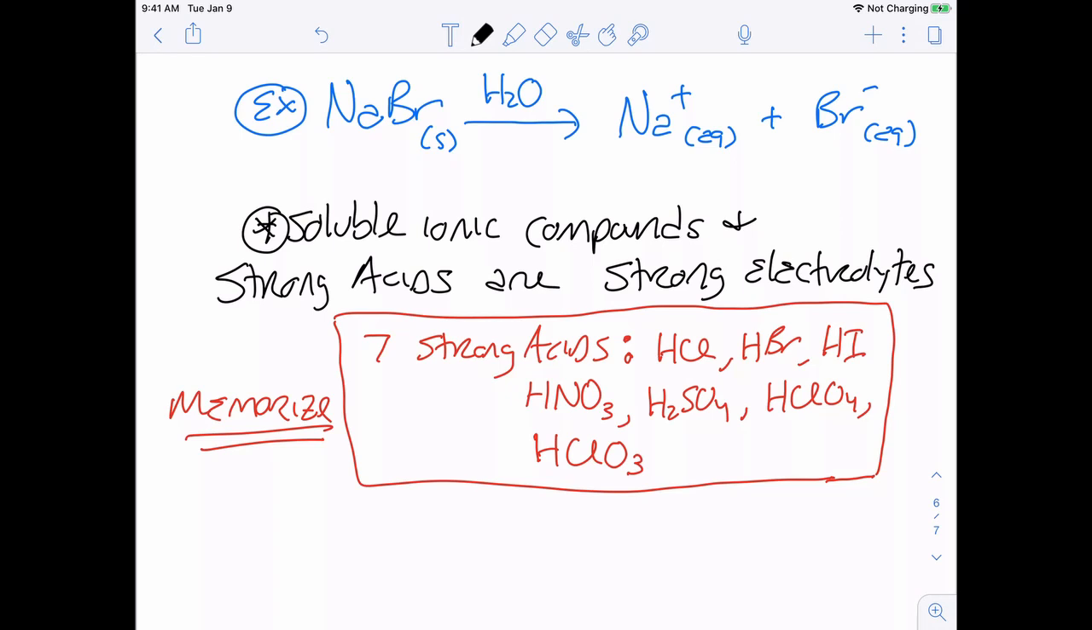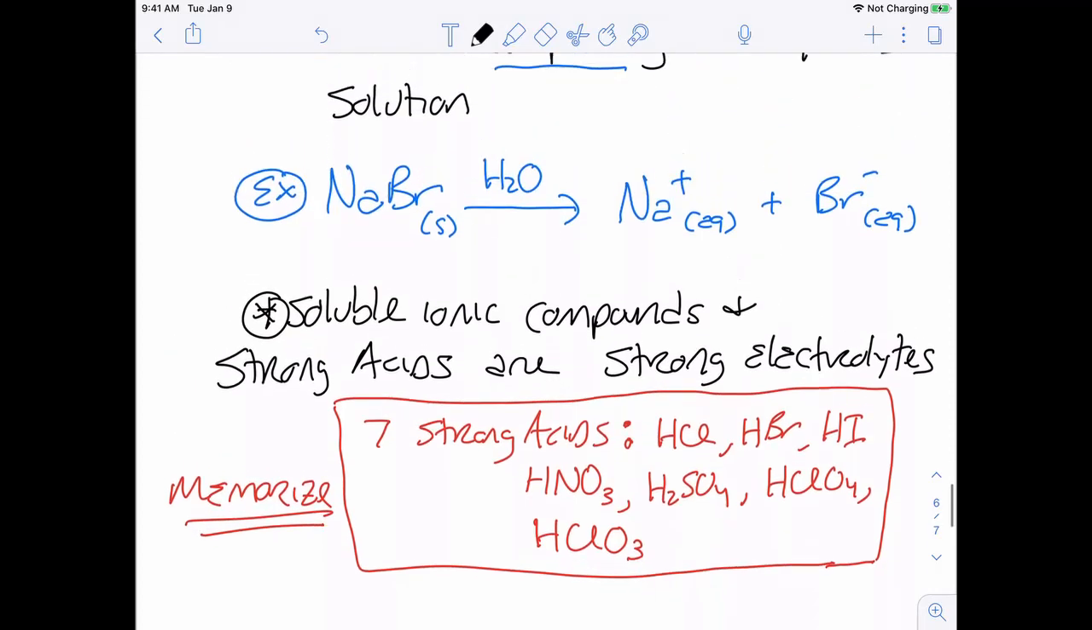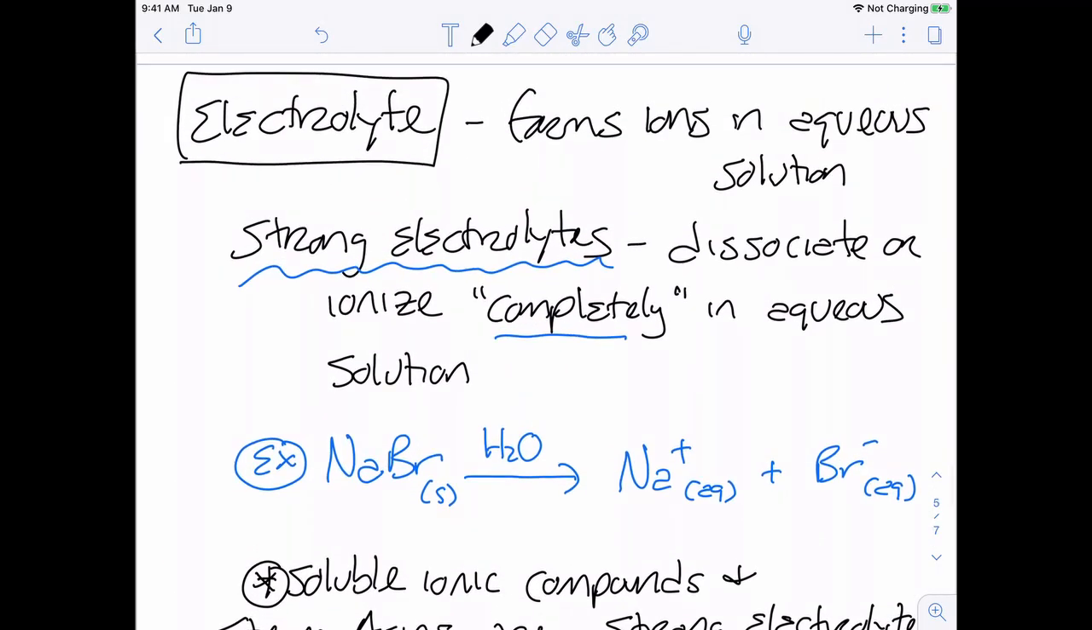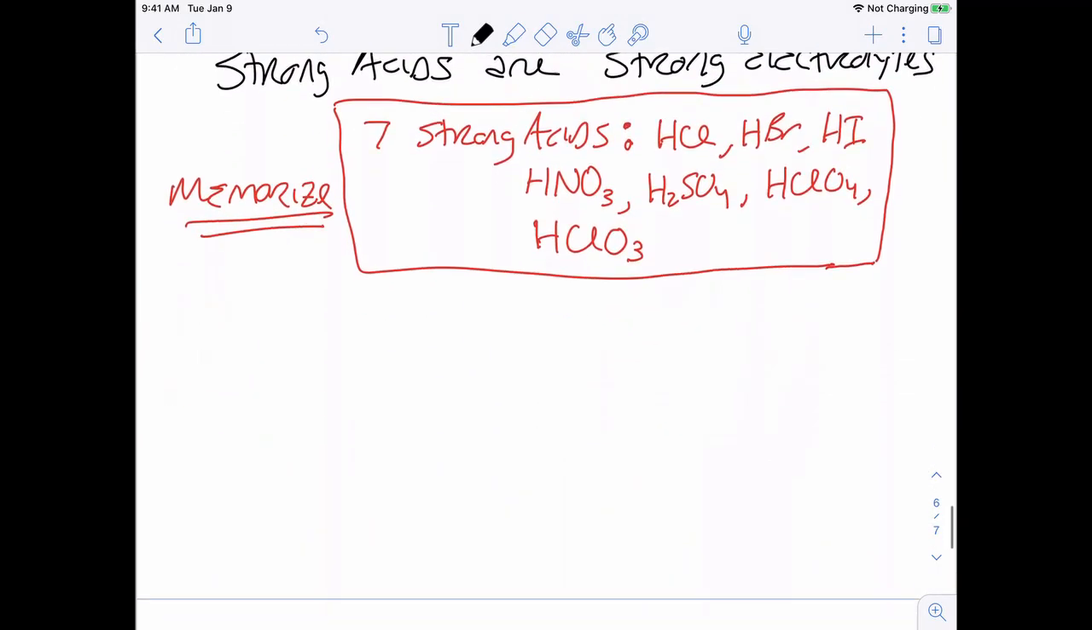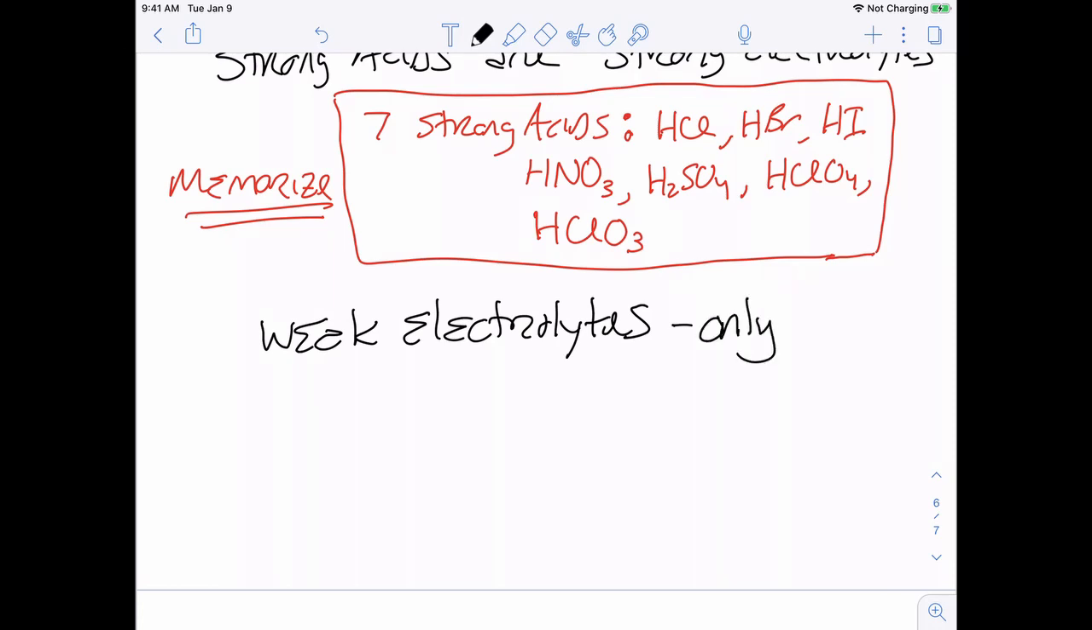Weak electrolytes are things that are going to dissociate only partially in aqueous solution. So if we go back up, strong electrolytes dissociate completely. Weak electrolytes are only going to partially dissociate. So weak electrolytes, these only partially dissociate in aqueous solution.